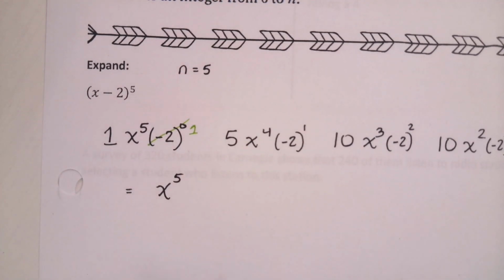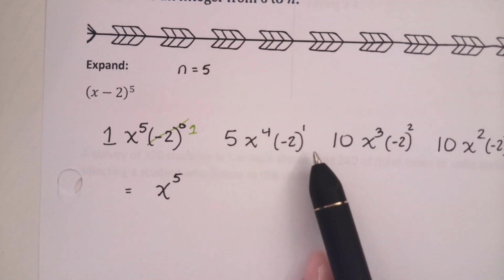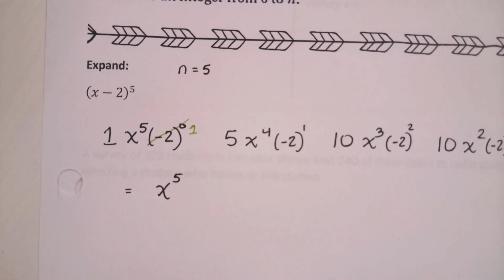Okay, and then for the next one, we have a 5, we have an x to the 4th, and we have a negative 2 to the 1st power. What would that simplify to? Negative 10x to the 4th. Good job.